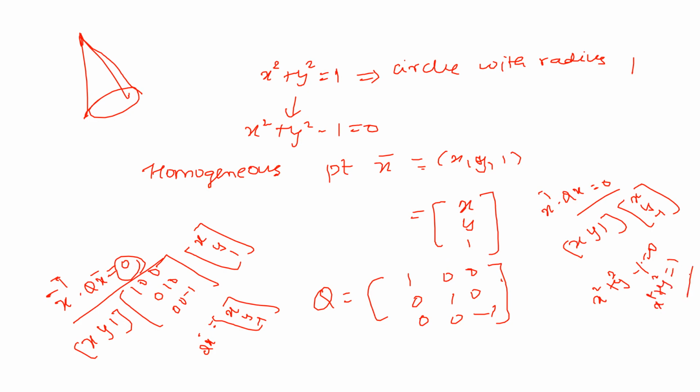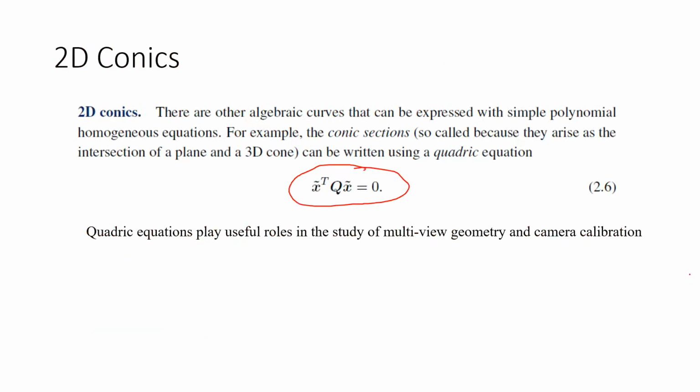What I am concluding is the circle can be represented in 2D coordinates using the equation x bar transpose into Q into x bar equal to 0. That is what is represented in this equation. So far we have seen 2D points, 2D lines, and 2D conics. These are the geometric primitives of 2D representation only. Next we will see about 3D representation. Thank you.